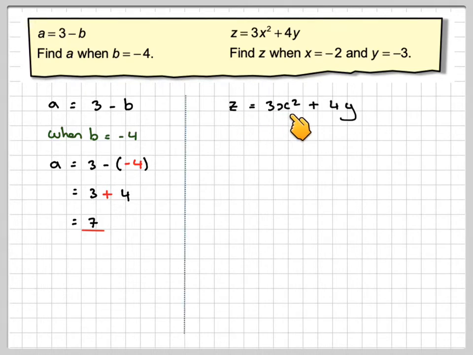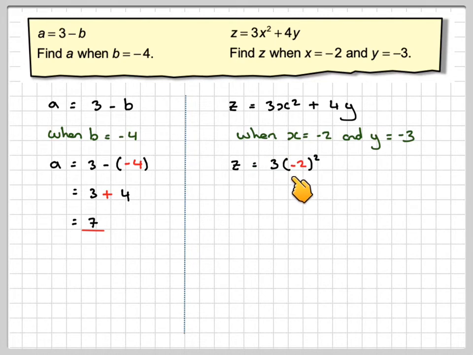Z is equal to 3x squared plus 4y, and we know that when x is equal to minus 2 and y is equal to minus 3, so we substitute that in, we're going to get z is equal to 3, brackets, minus 2, all that minus 2 is squared, plus 4 times minus 3. So it's going to be equal to 3.